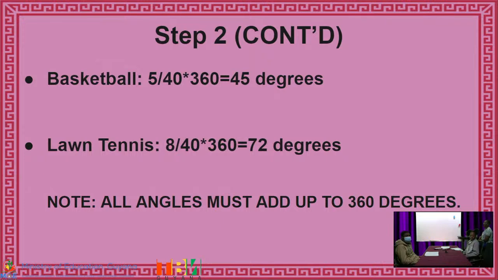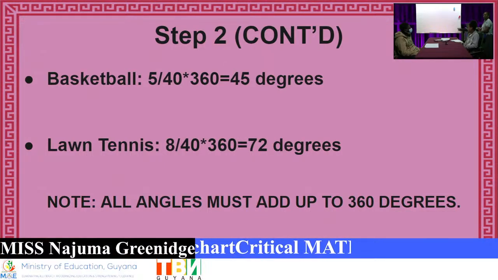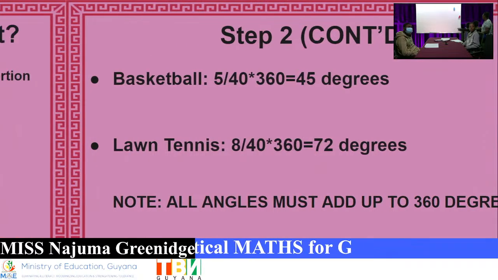So there we have calculated the degrees that we have to use to find the angle to construct on the pie chart. We're not just drawing a circle, dividing it into sectors or slices, and naming the slices basketball, lawn tennis, cricket and so on, but we have to know the proportion of that slice to the entire circle, and that is where we do the calculation. Are we clear there? Yes, miss. All right, so we will do this first.